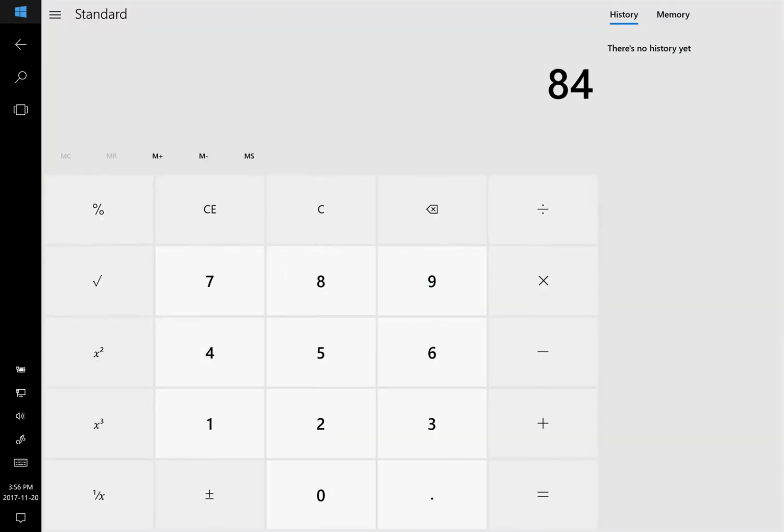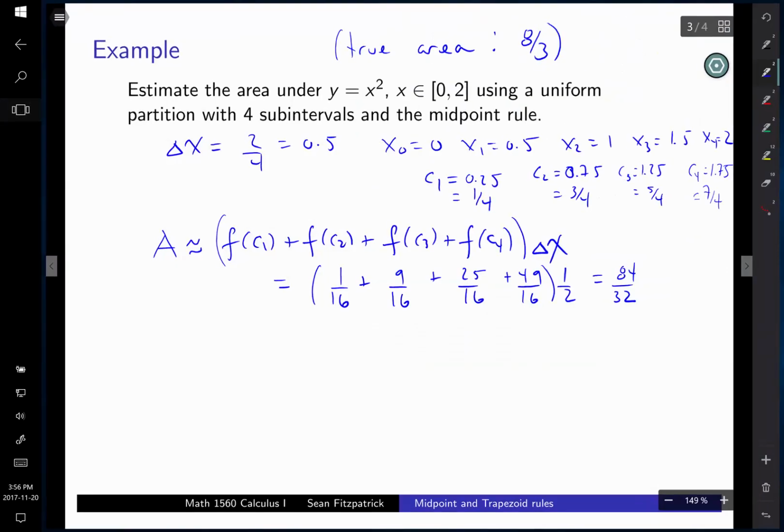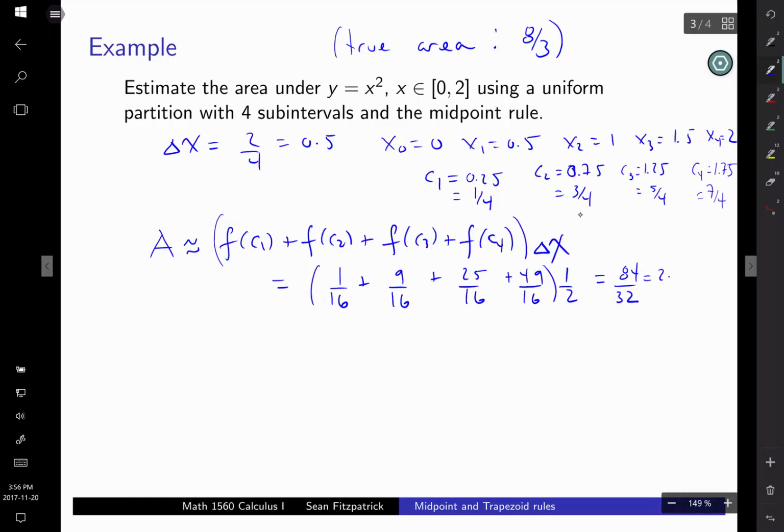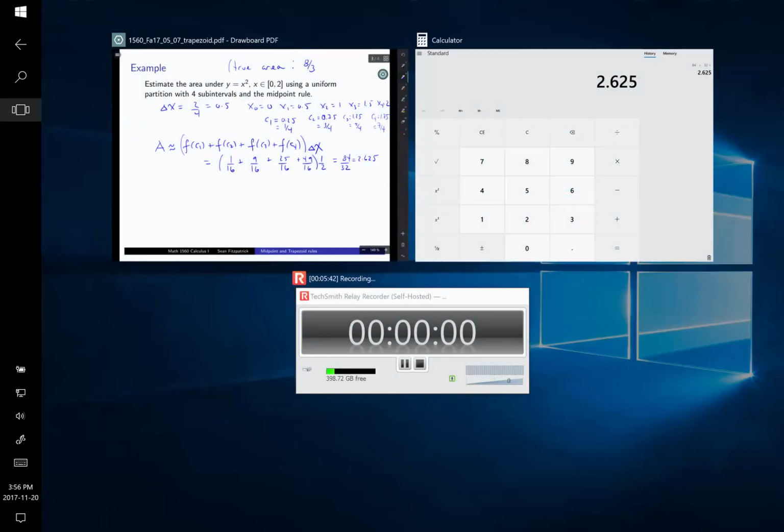Let's just work that out. 84 divided by 32, so 2.625. Okay, we can do that. So this is 2.625. And this true area, I guess we want to compare, we should actually get a decimal there, right?